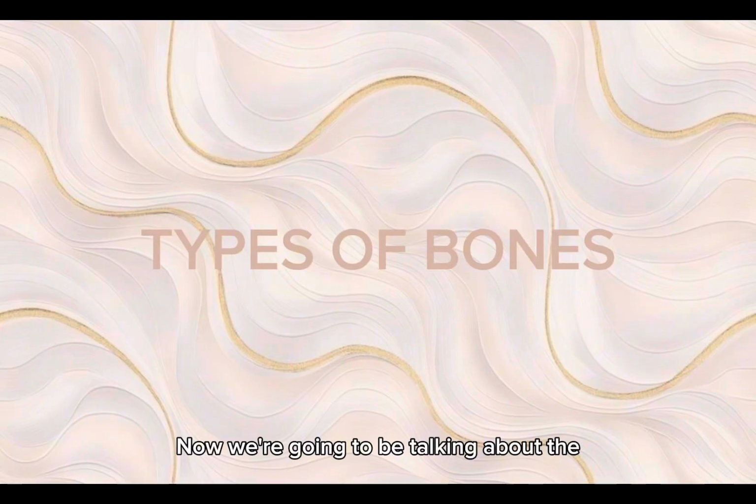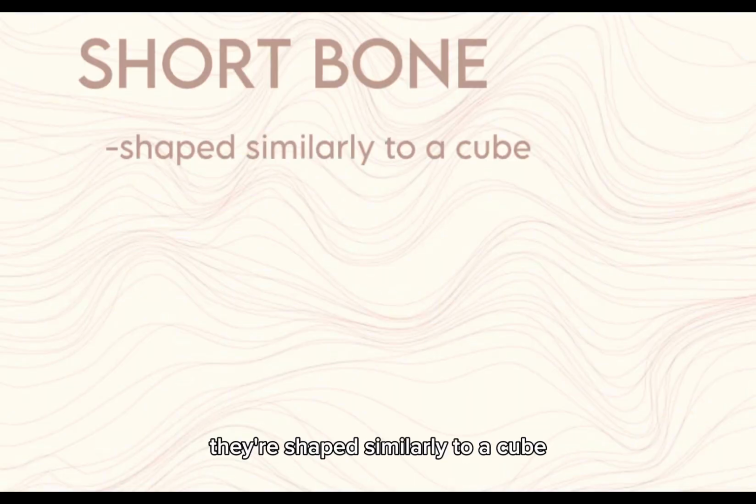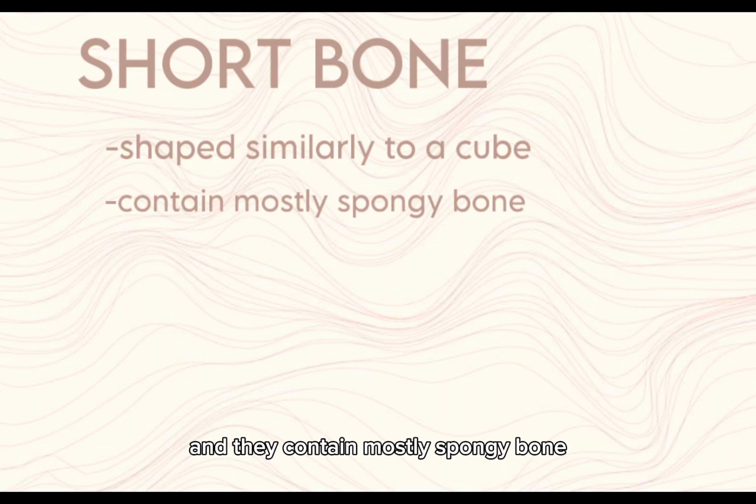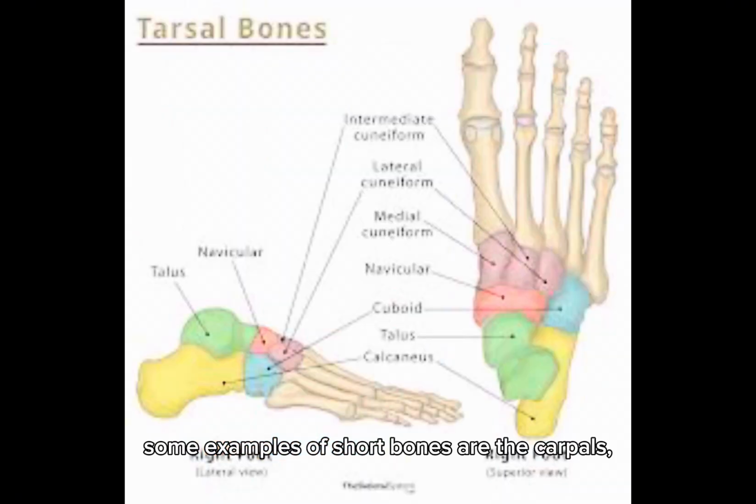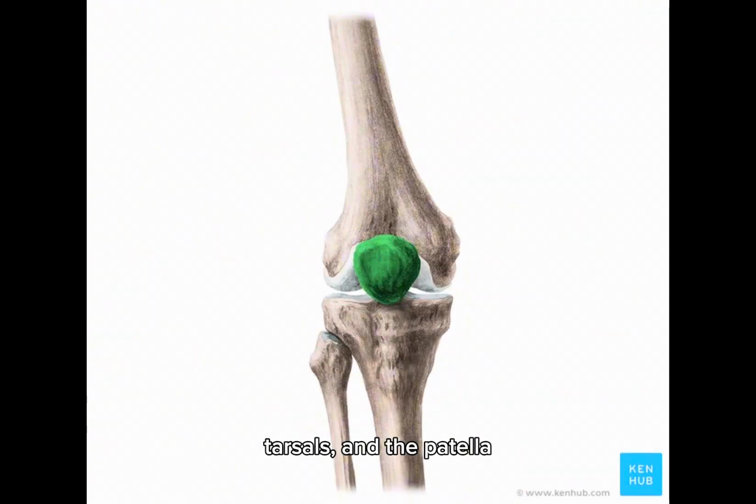Now we're going to be talking about the 4 different types of bone. Starting off with short bones, they're shaped similarly to a cube and they contain mostly spongy bone. Some examples of short bones are the carpals, tarsals, and the patella.